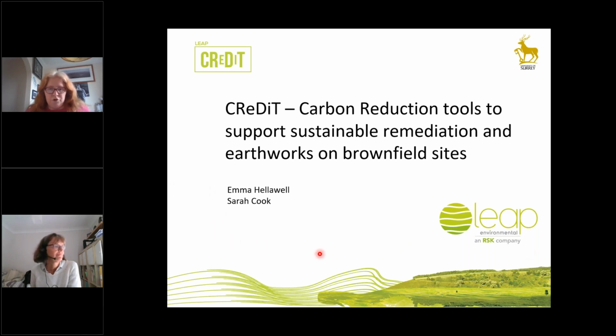So this tool is a carbon tool which helps designers to evaluate the likely carbon dioxide emissions from different site remediation options and therefore factor that into the decision-making process. The presentation that you're going to see today is going to detail the model and also its application through some case studies. Our presenter today is Emma Hillowell of Leap Environmental.